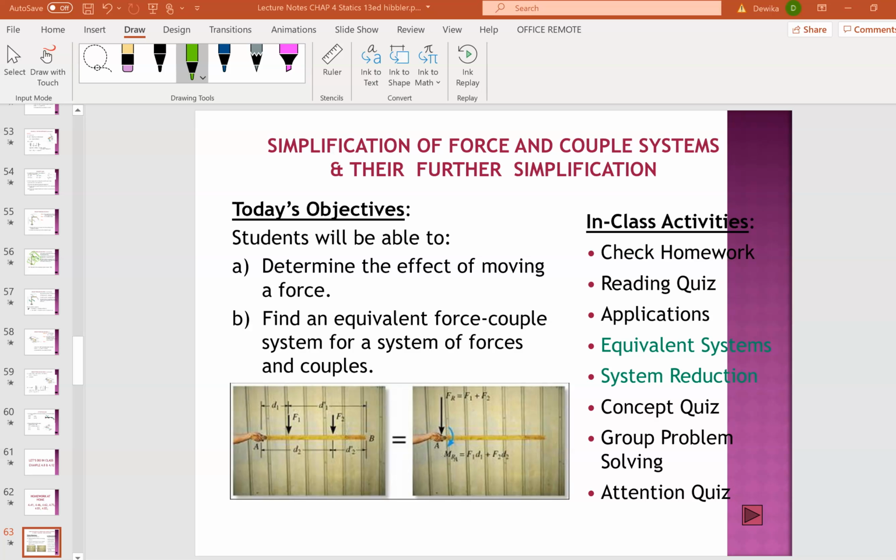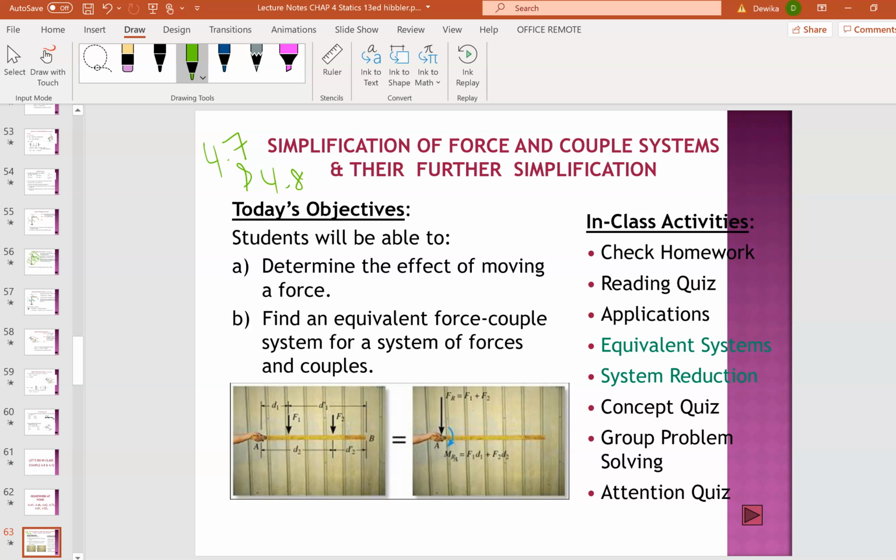Hi, welcome back to the last chapter, which is from the textbook 4.7 and 4.8. So I'm combining 4.7 and 4.8, which is the simplification of forces and couple systems and their further simplification.